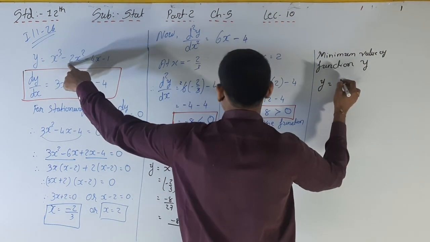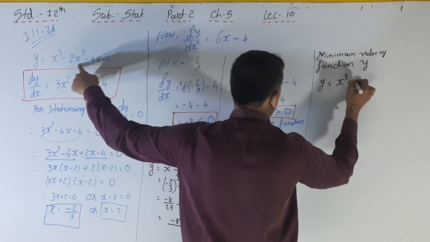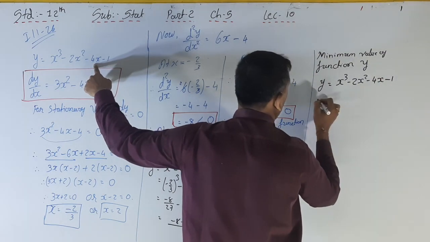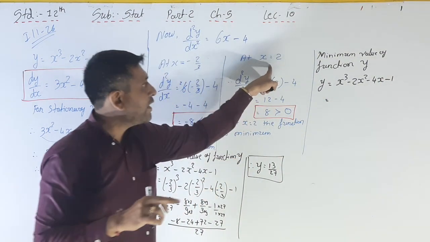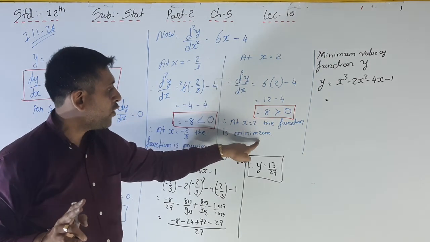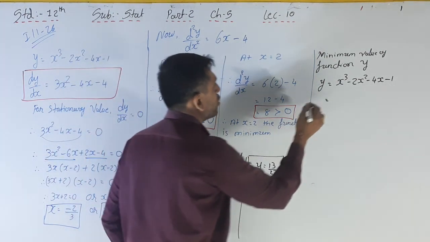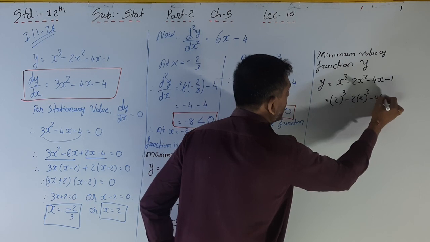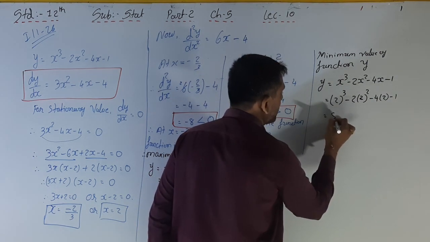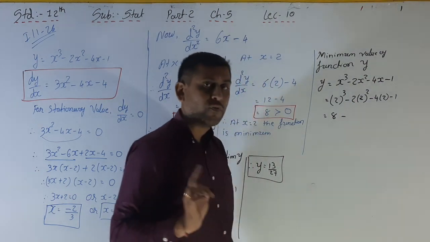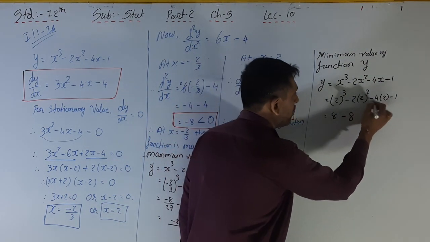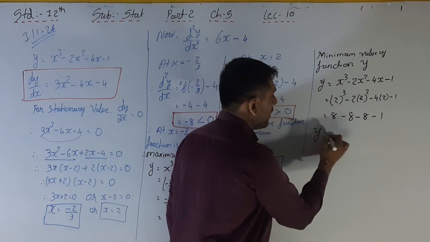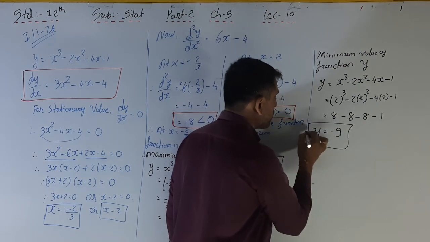here we have to write down the original function x cube minus 2x square minus 4x minus 1, and we have to put the second value, that is x is equal to 2, at which the function is minimum. That's why we have to put the 2 cube minus 2 into 2 square minus 4 into 2 minus 1, 2 cube that is 8 minus 2 square that is 4, 4 2s are 8 minus 4 2s are 8 minus 1. So here the final answer, that is the minimum value of the function.